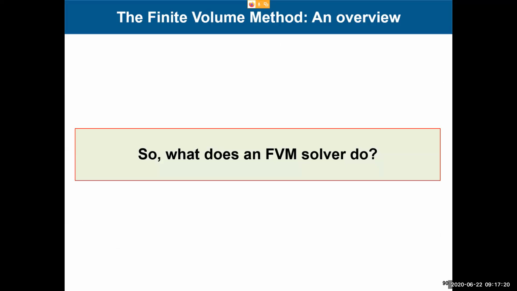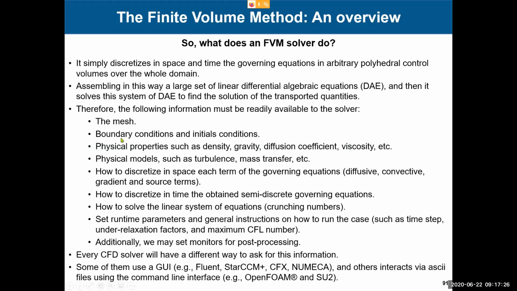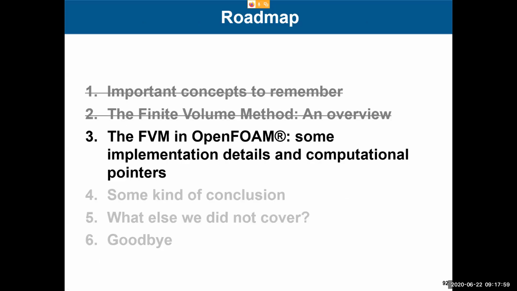Okay, so just to end up here, what does a finite volume solver do? Basically we get mesh information, boundary and initial conditions, and physical properties, most of which you will interpolate from cell centers to face centers. Then physical models, okay, so you assemble equations, then you need to say how to discretize in space and time, then how to solve with linear solvers, and then set some runtime parameters, okay. Every single solver will do that, however, in a different way, using a GUI or a text interface like you know. Okay, so that is the general overview. Remember, it applies to every single solver that uses the collocated arrangement finite volume method.